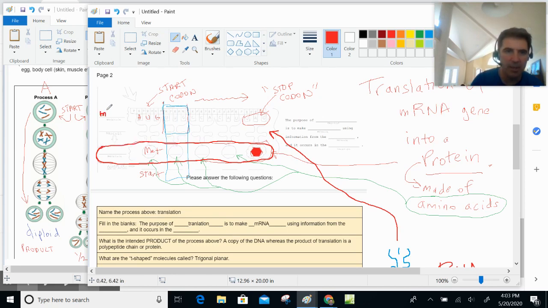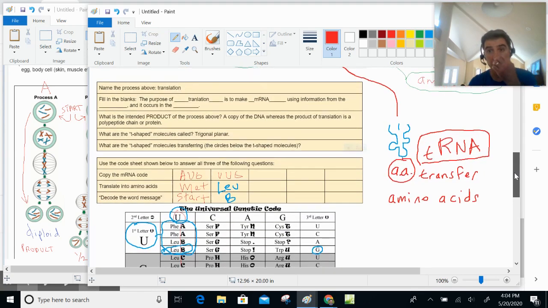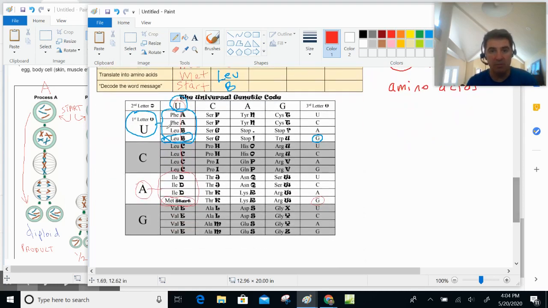This one is mRNA. The code is read in the process of translation. The code is read by tRNA molecules. The tRNA molecules know exactly which amino acid to bring. They don't need to read the code. They know the code by heart. And we know the code, though. We know that each tRNA will bring an amino acid. Which amino acid will it bring? It will bring the correct amino acid according to the code. And that is an mRNA code.